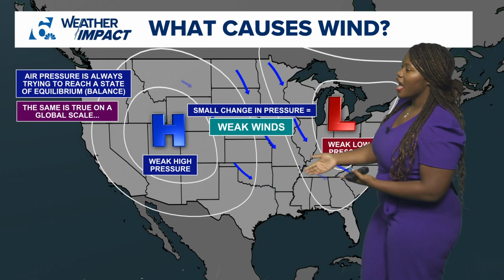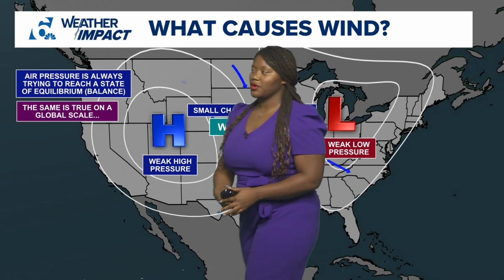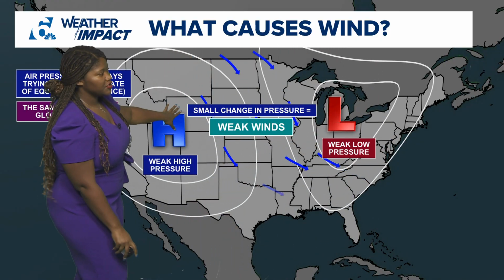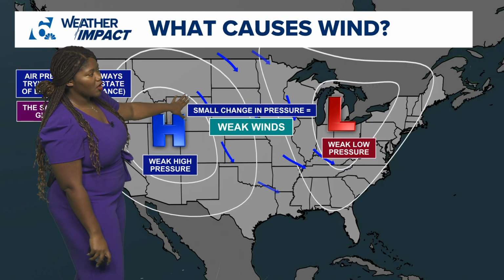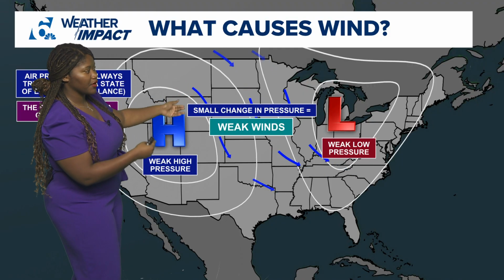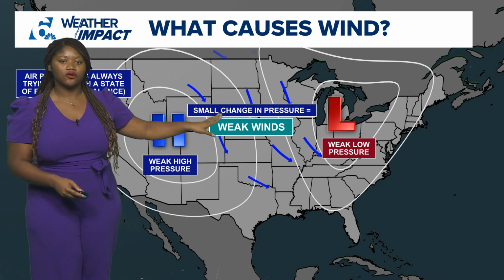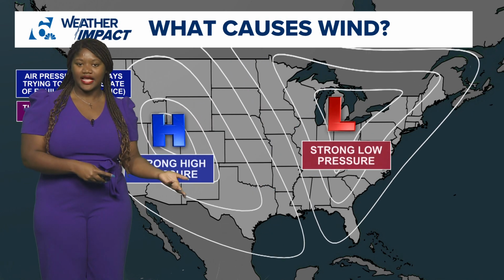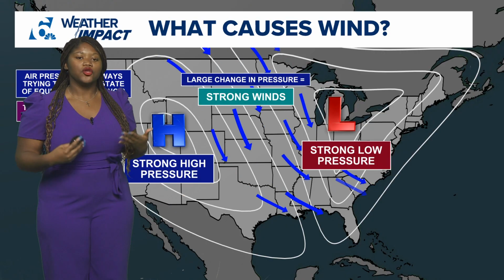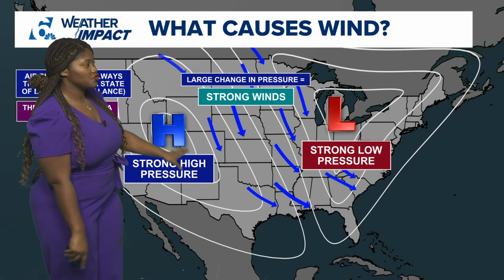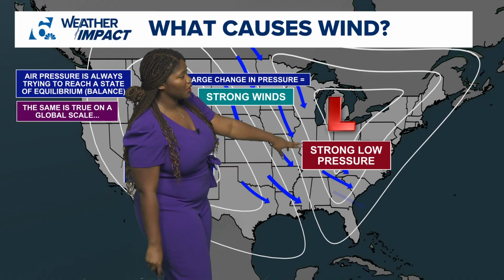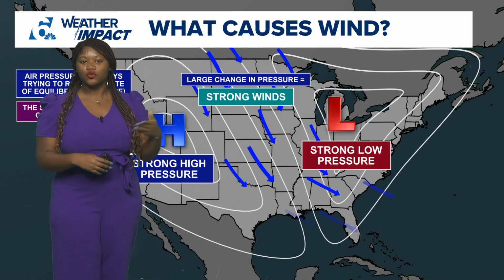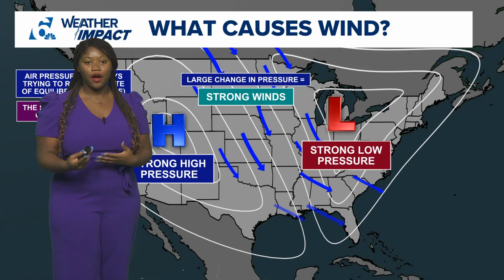But when you have high pressure that is weak as well as a weak low pressure system in place, you won't get very strong winds. So if you have that small change in pressure, then that's when we see those weaker winds in the upper levels. But just like if we have strong pressure, you will see stronger winds. So strong high pressure met with a strong low pressure, that's when we see those gusty wind days, typically up to about 25 to 35 mile per hour winds.